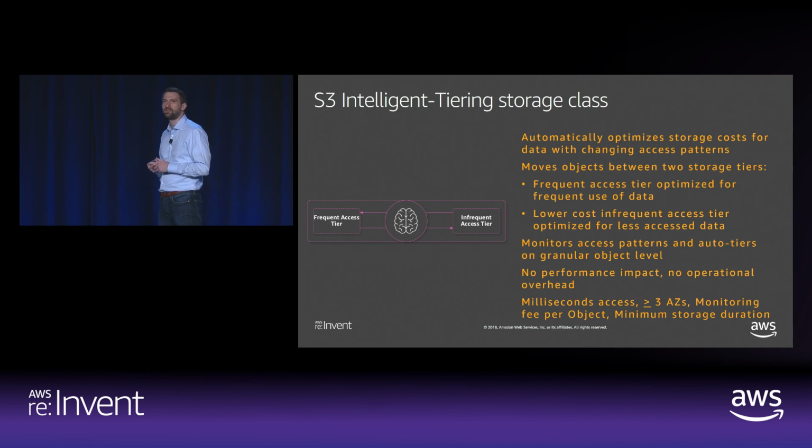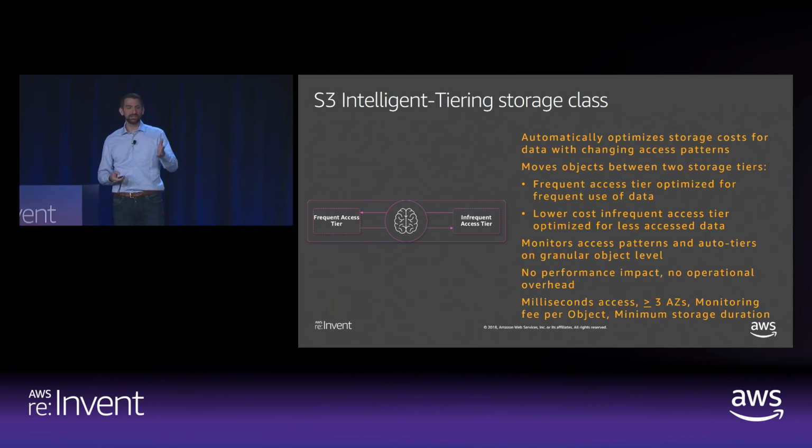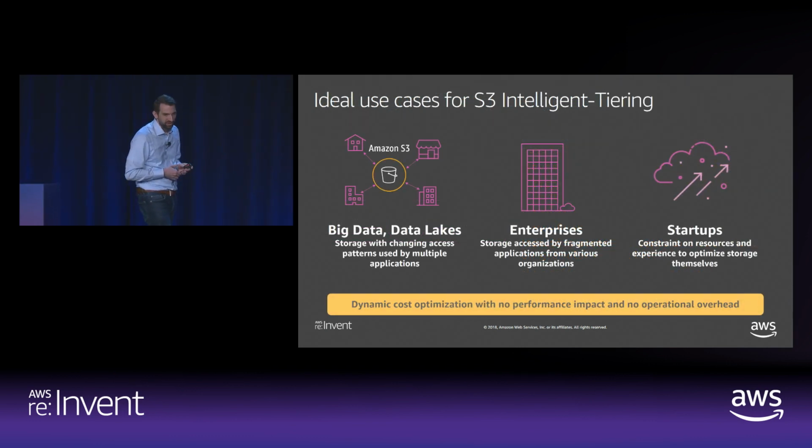It stores data in a minimum of 3 availability zones, and it's really ideal for changing access patterns where we don't know what's happening, so unpredictable, and if we don't have the experience in optimizing storage. And those are the use cases we see. So let me talk a little bit more about each of the use cases, and I'll give you an example of them.